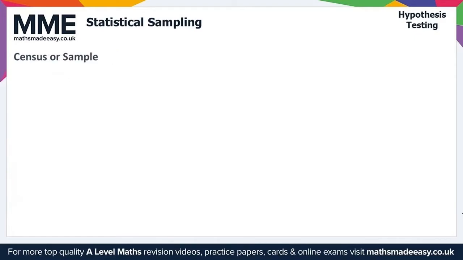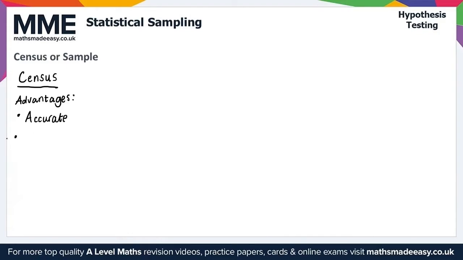Finally, let's take a look at when to use a census or sample. How do we know when to use a census and when to use a sample? Let's start by discussing the advantages and disadvantages of both. If we start with a census and the advantages, one advantage is that the information is accurate because it comes from the whole population. So it's accurate.